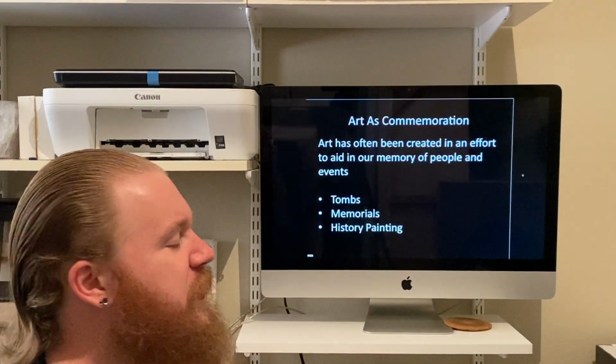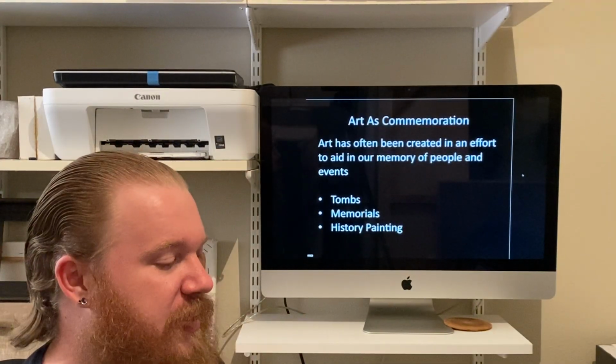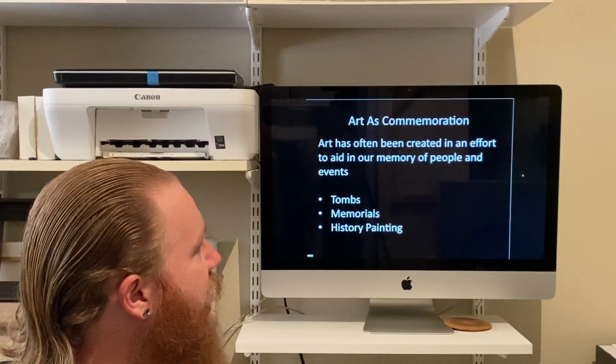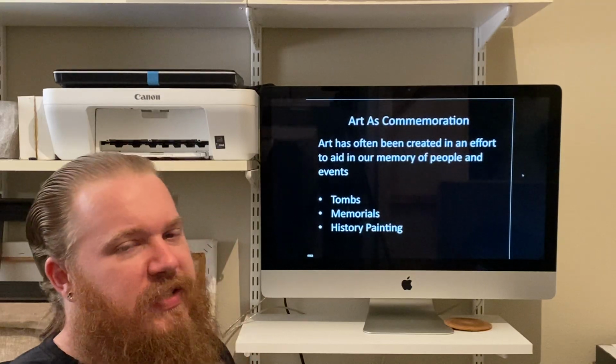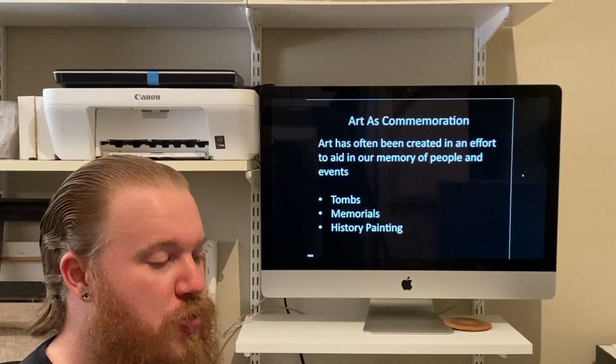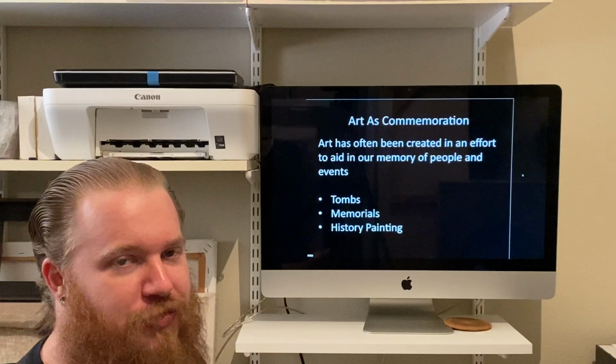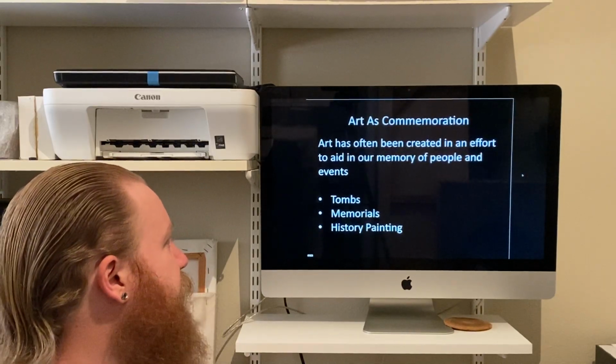Now, that brings us to art as commemoration. Art has often been created in an effort to aid in our memory of people and events. This takes the form of things like tombs, memorials, even history paintings. And so we'll see some examples.